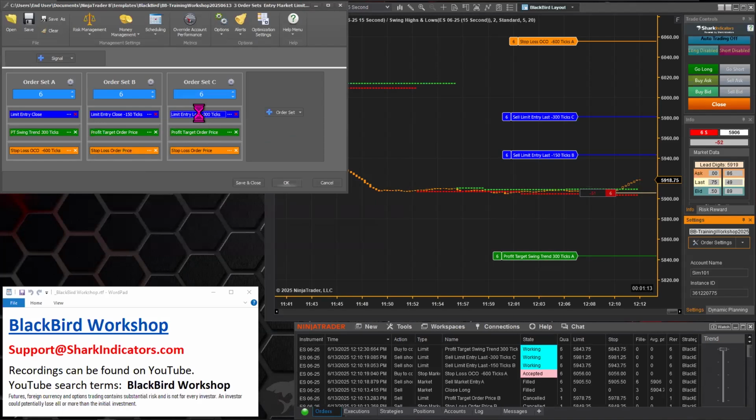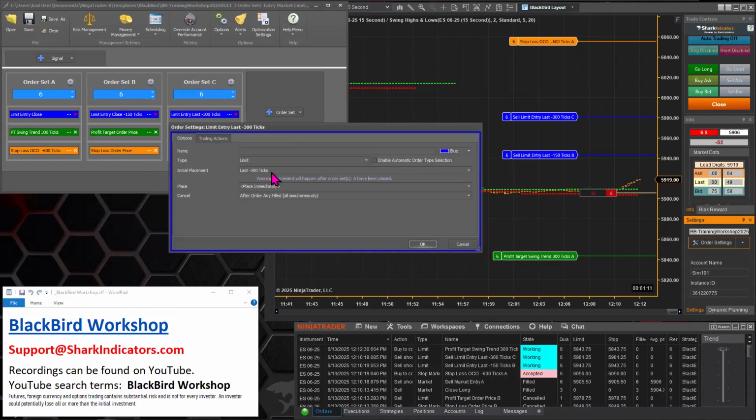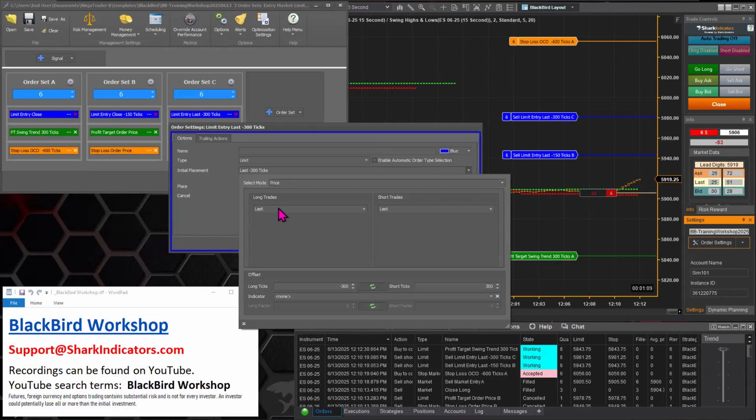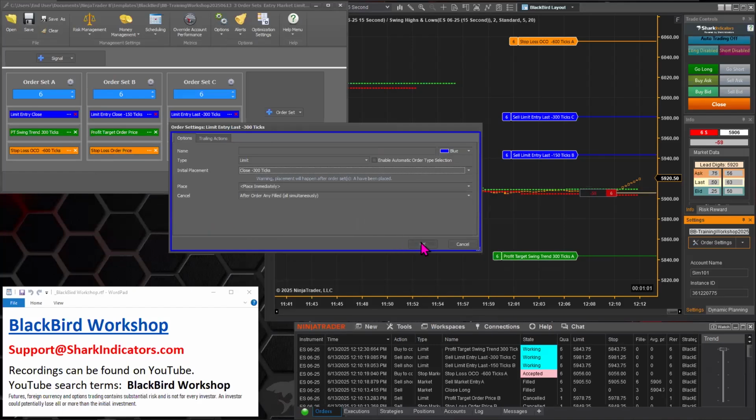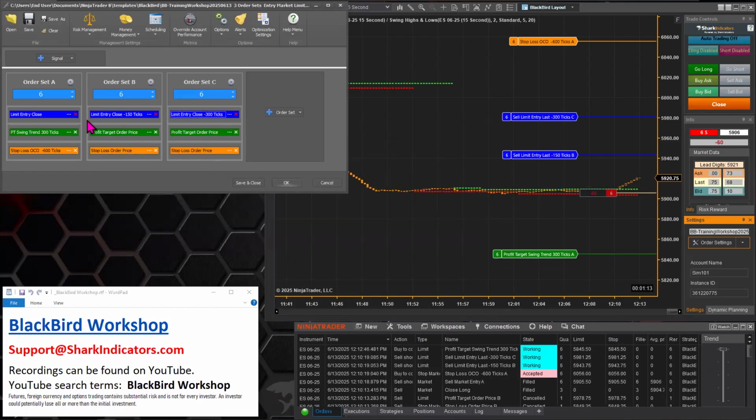So let's go into this other one, and adjust that to the closing price. Right? So this closing price here that's being referenced, right? They're all the same. They're all the closing price from the same bar there, right?